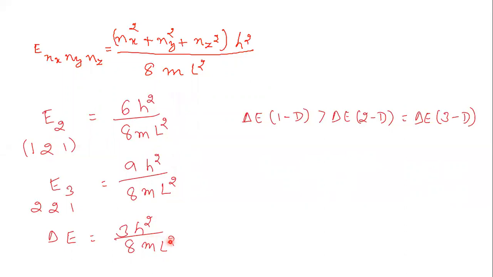So if you compare the energy difference of E2 and E3 in case of 1D, 2D and 3D, in case of 2D and 3D, the energy difference between the second excited state and the first excited state is equal to 3h square by 8ml square. But the energy difference between the second excited state and first excited state in case of 1D box was 5h square by 8ml square. So this energy difference in case of 1D box between E2 and E3 is greater than the same with the 2D and the 3D, both of which are equal.